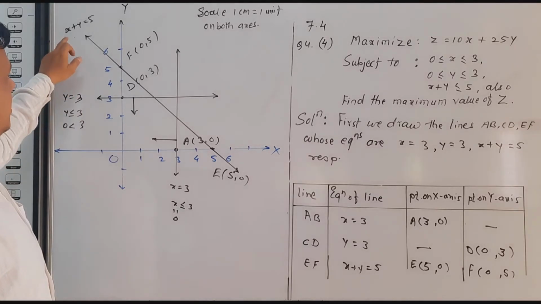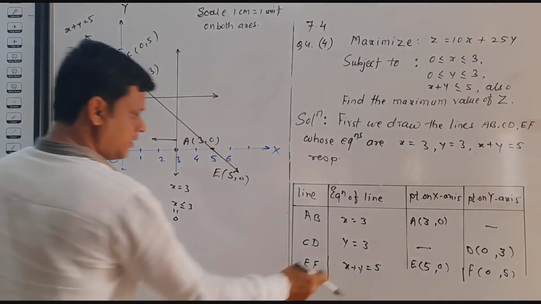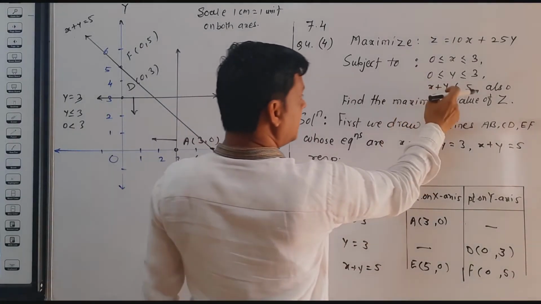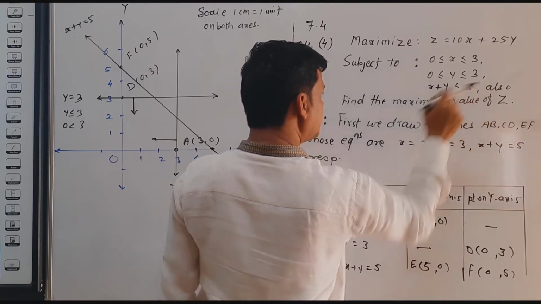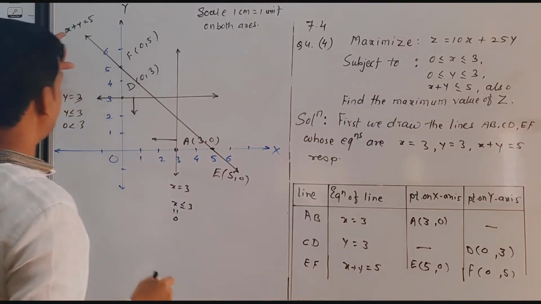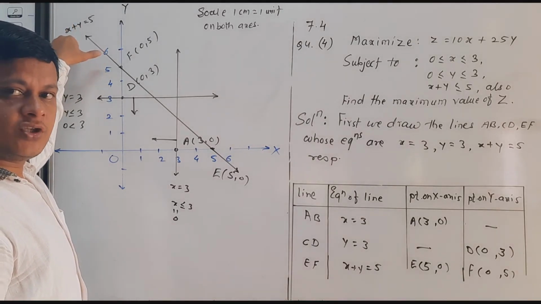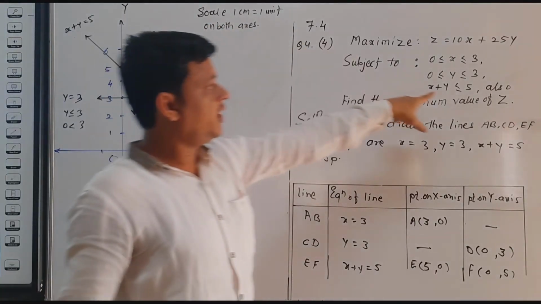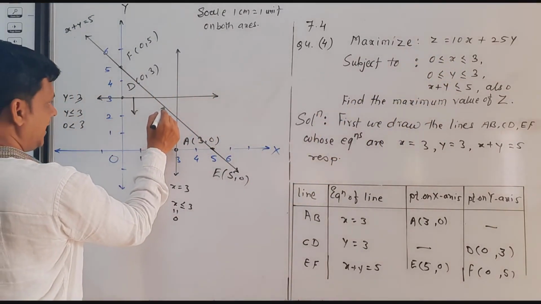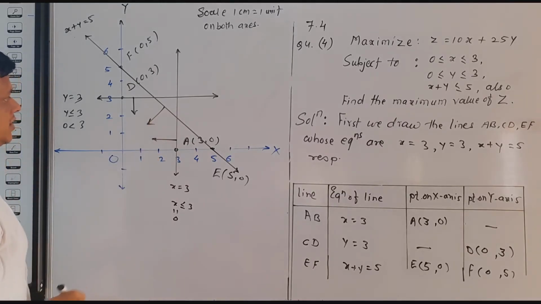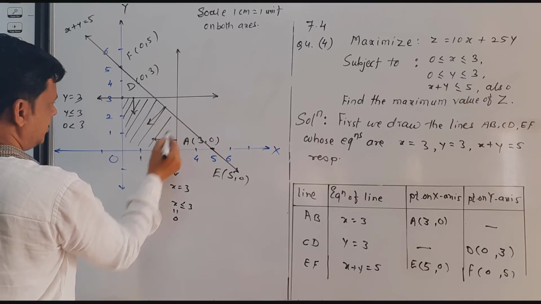Then the third equation is x plus y equals 5. So we use the condition x plus y less than or equal to 5. For this, when we replace x by 0 and y by 0, we get 0 plus 0. We know that 0 is less than 5, so the condition is satisfied. So for this line also, we mark toward the origin. That means this region is the feasible region.